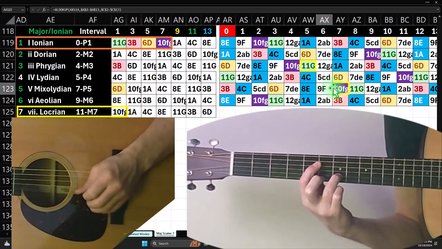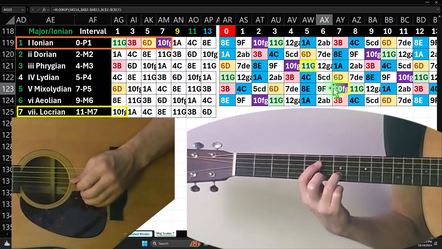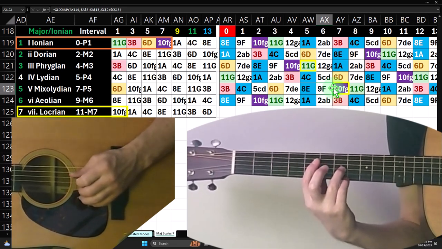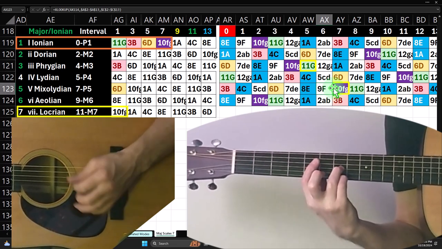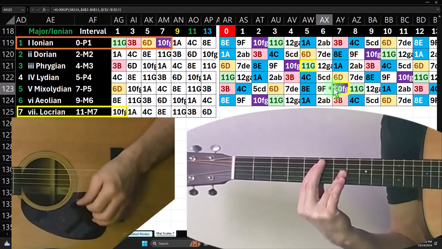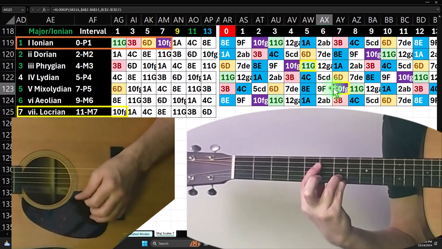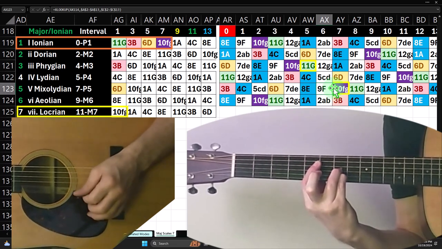So, okay. That one's doable because usually I play the D-shaped chord like this. So I can just bar that off, of course. Or I can play just the bottom two. Or just the top two.